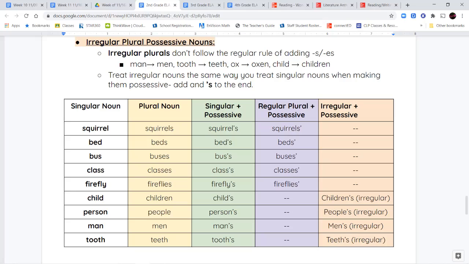Now tooth, plural becomes teeth. If I'm talking about something to do with the one tooth, so I can say that tooth's cavity, right? That's the cavity for that one tooth. Or I can talk about someone's teeth, the teeth's color, for example.